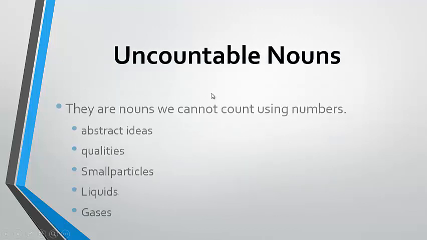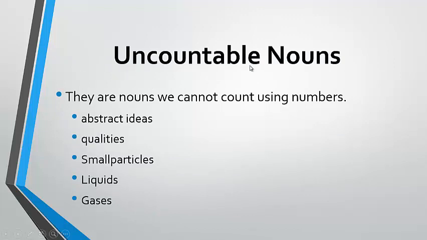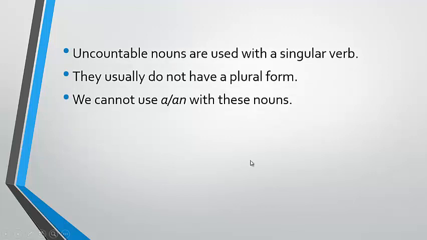On the other hand, we have uncountable nouns. Uncountable nouns are things that we cannot count using numbers. For example, the abstract ideas. We cannot count qualities, small particles, liquids, and gases. Let's see.